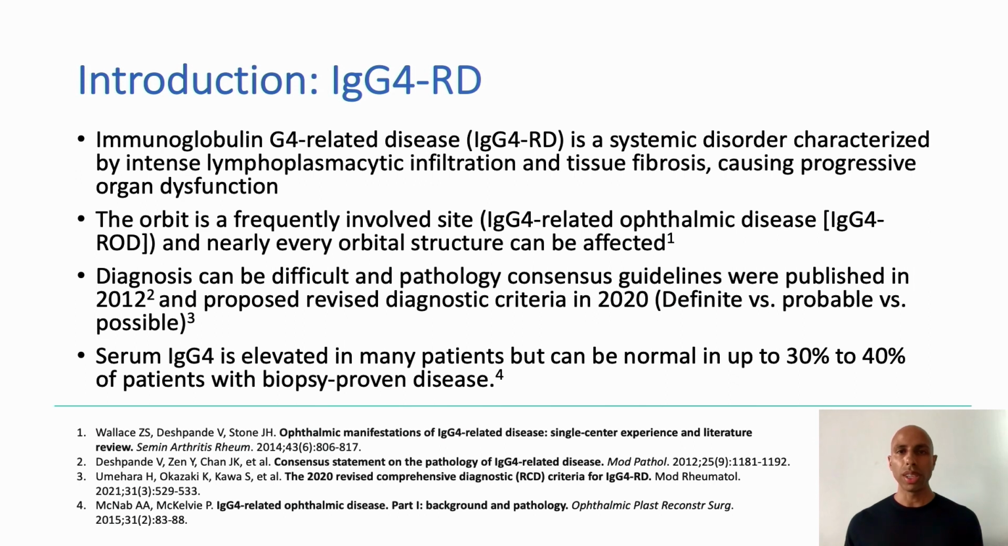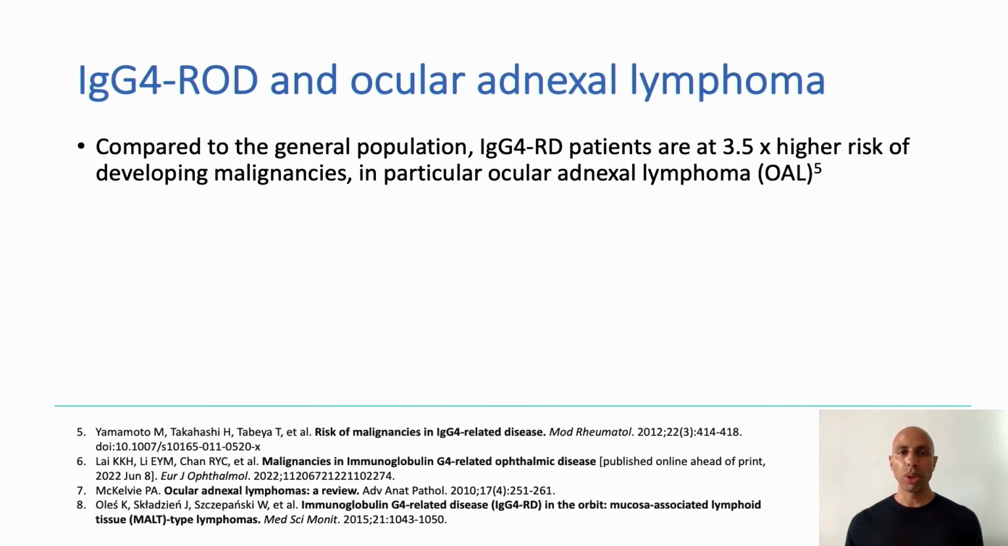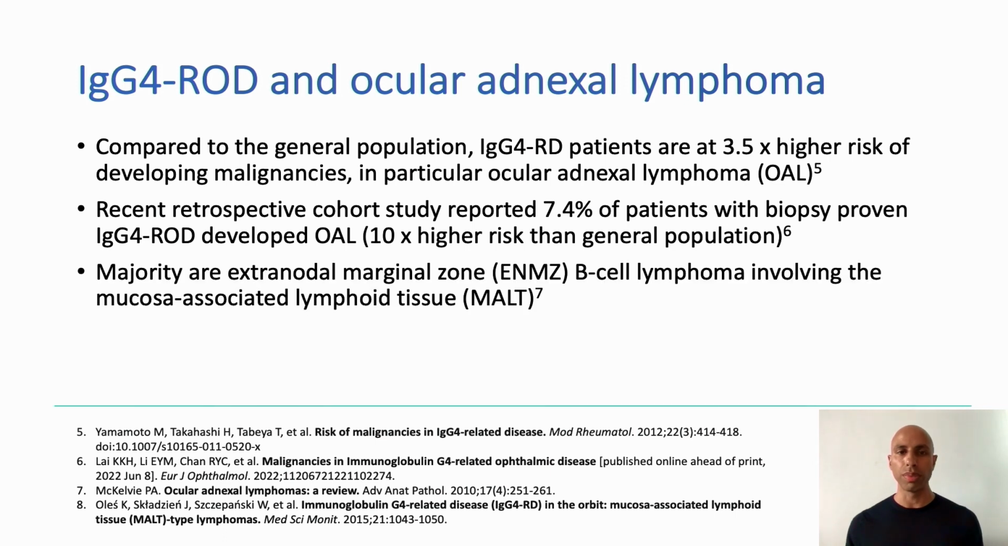Serum IgG4 is elevated in many patients, but it can be normal in up to 30 to 40% of patients with biopsy-proven disease. So compared to the general population, patients with IgG4-related disease are at 3.5 times higher risk of developing malignancy, in particular ocular adnexal lymphoma. And a recent retrospective cohort study reported 7.4% of patients with biopsy-proven IgG4-related ophthalmic disease developed ocular adnexal lymphoma, which is 10 times higher than the risk to the general population.